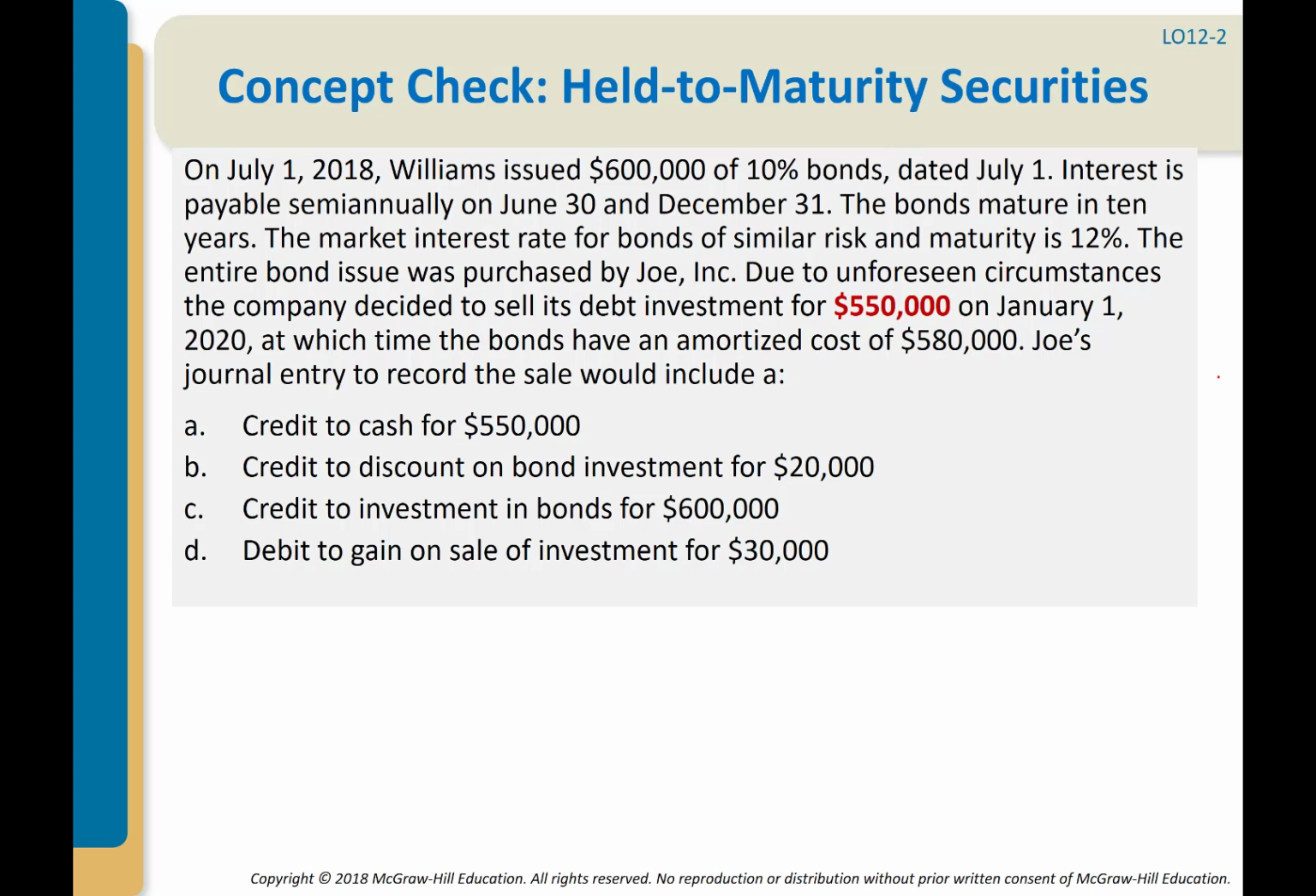The entire bond was issued by Joe. Due to unforeseen circumstances, they decided to sell the debt instrument for $550,000 on January 1st when the bonds had an amortized cost of $580,000. Now, if we wanted to make this a real interesting question, we could have given you a present value table, made you calculate the purchase price of the bond, amortize a little of this discount, and then sold it and told you what they sold it for, and you would have had to calculate the carrying value yourself, right? Wouldn't that have been more interesting? That would be probably a full-blown problem.